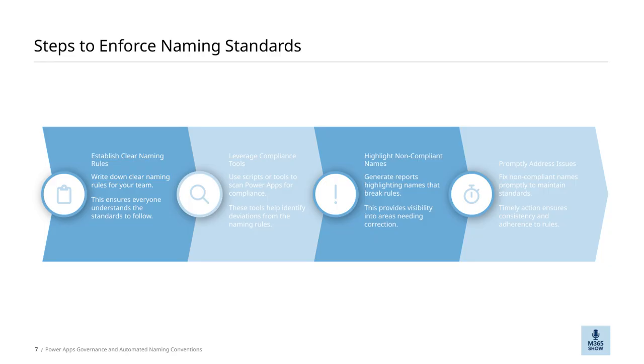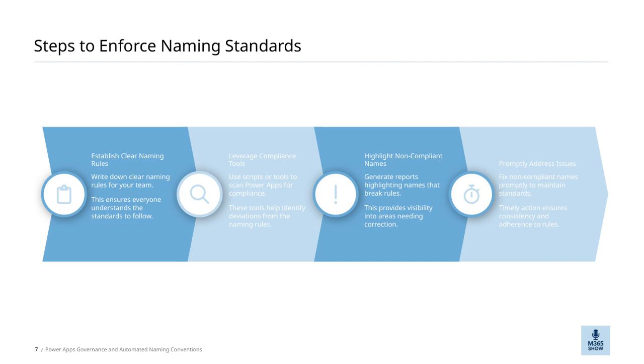Next, generating reports that highlight names breaking the rules is a key part of maintaining oversight. These reports give you clear visibility into areas that need attention, making it easier to target corrections and keep standards intact. To assist with this, you can leverage compliance tools, scripts, or automated scans that check your Power Apps for adherence to naming conventions. These tools are invaluable because they help identify deviations automatically, saving you time and reducing errors.